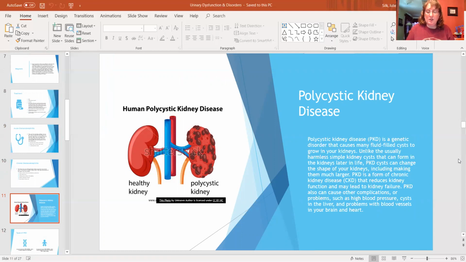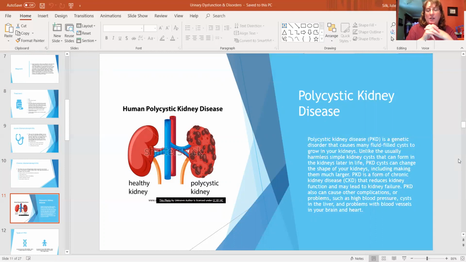Okay, so then this gets into polycystic kidney disease. So I want to talk about that for a few minutes. All right, so this is the fourth leading cause of kidney failure. Not everyone who has this will develop kidney failure, but it's pretty common. About 50% of people with this will have kidney failure by age 60.